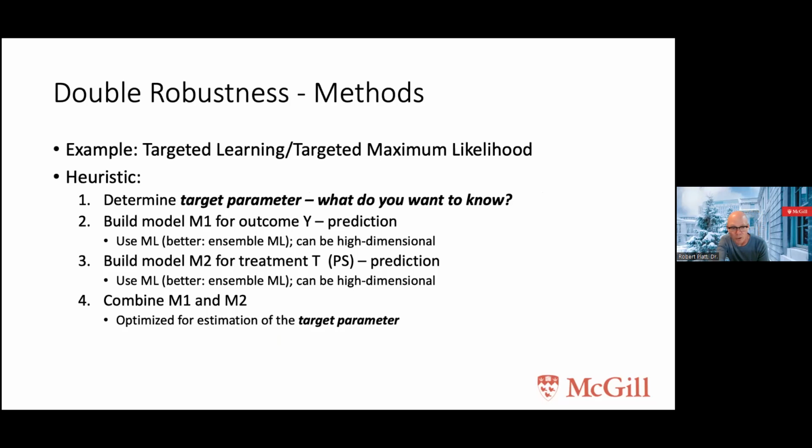So I think I won't go into this next step of double robust methods and targeted learning or targeted maximum likelihood. All this to say, this is a very simple heuristic of what we do here. We build an outcome model. We try to predict the outcome. We can use a high dimensional machine learning method. We build a model for the treatment. That's the propensity score. And again, we can use a high dimensional machine learning method if we want to. And then we combine the two models in an appropriate way.